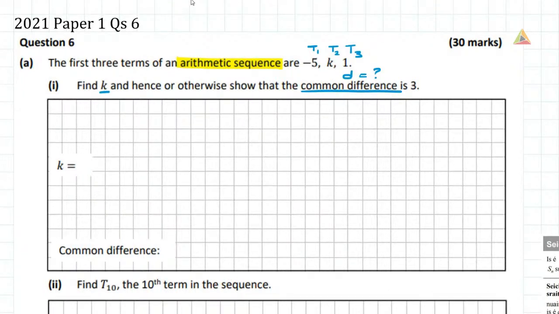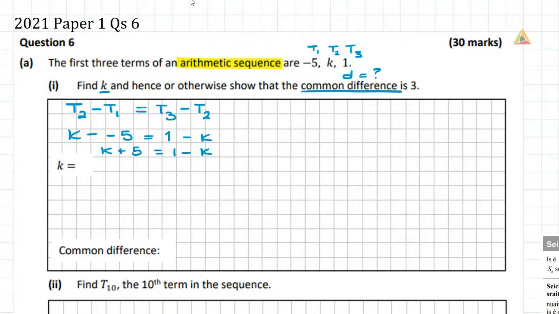If it's an arithmetic sequence, I know that every term minus the term that comes before it is going to be exactly the same. So T2 take away T1 is exactly the same as T3 take away T2. So in this case, I'm going to say T2 is K. Take away the T1, the term that comes before it, is minus 5, is the same as T3, which is 1, take away T2, which is K. So K minus minus 5 is K plus 5, is equal to 1 minus K.